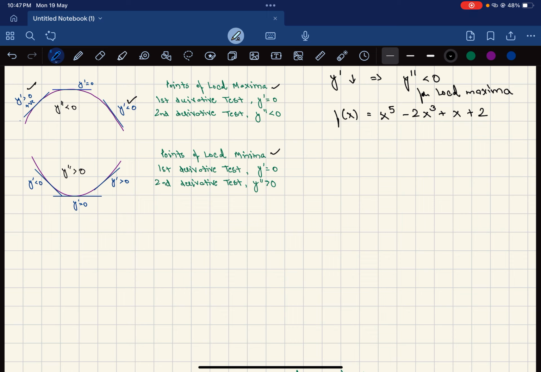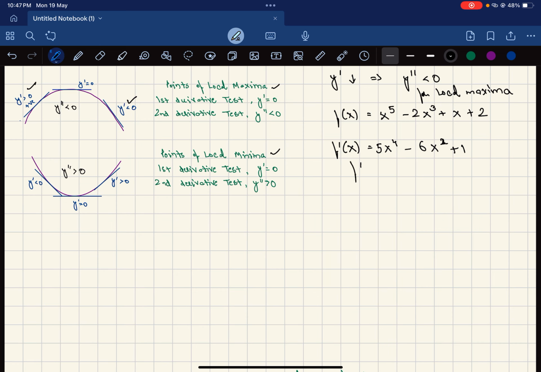Now, doing the first derivative test, we need to find the first derivative of the function. For x raised to power 5, using the power law, we get 5x raised to power 4. Then x cube gives 3x square, so minus 6x square. For x, it's 1. And 2 is a constant, so its derivative will be 0.